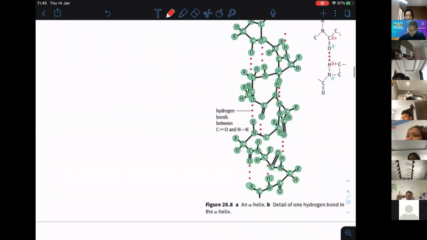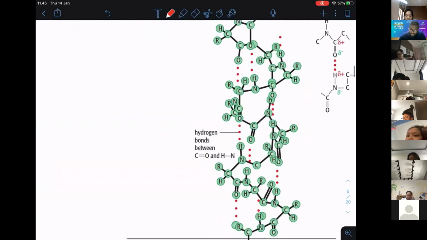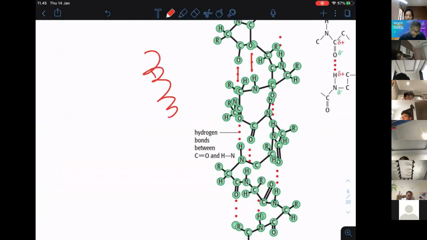So here, you can see this and this, there is going to be hydrogen bonding. This and this, there is hydrogen bonding. So they are going to have this structure when they are twisted. Imagine they are twisted, and then there is going to be hydrogen bonding between them.